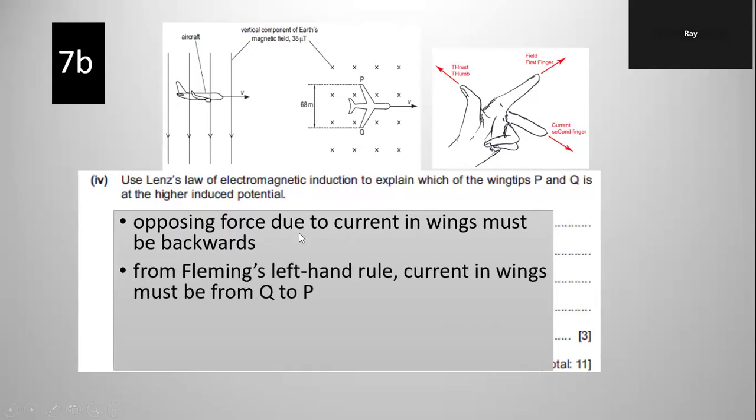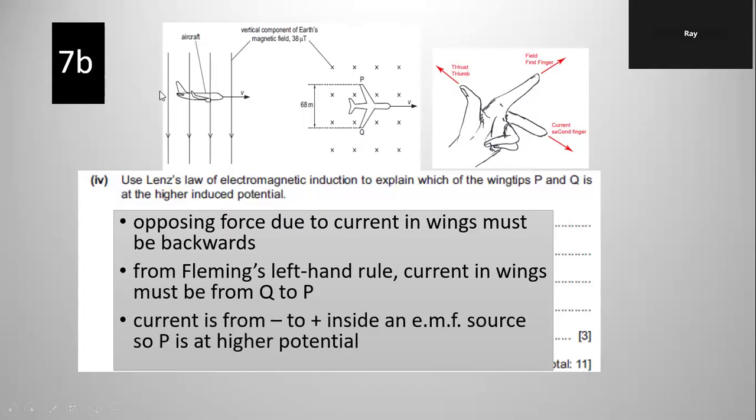Then they use Fleming's left hand rule. Current in the wing is from Q to P. Make sure you know how to do that. Left hand rule. There's your field going into the page. There's a current. And then there's your force. So the current is from Q to P.